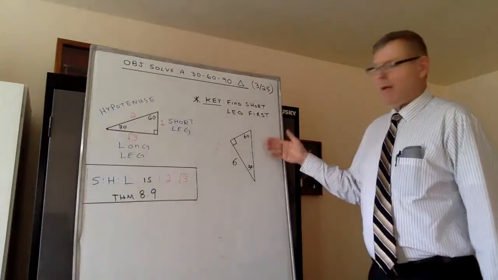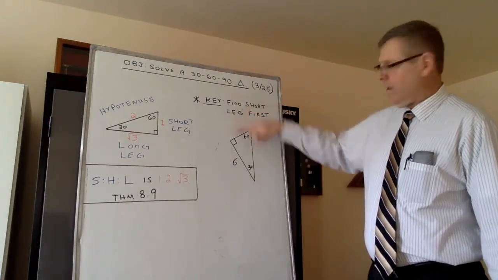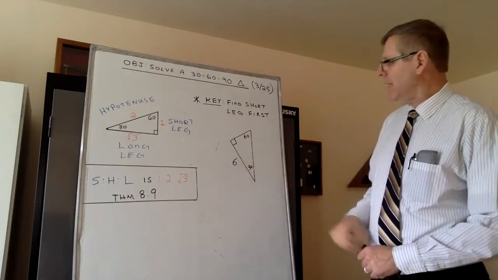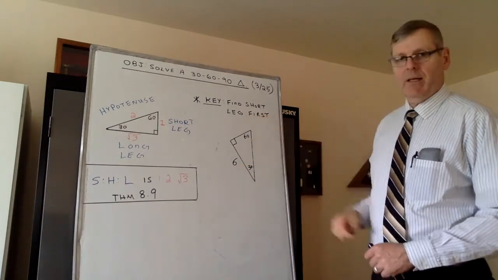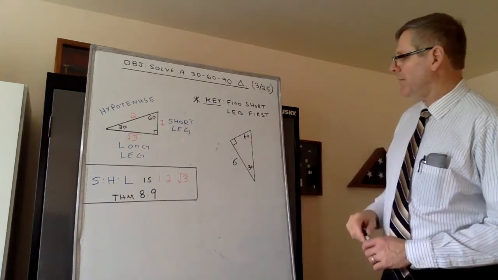In this example, I have a 30, 60, 90-degree triangle, but I do not know the short leg. What I know is the long leg. I know the long leg is 6. Now I have to find the short leg and the hypotenuse. I'm going to follow the guidance of finding the short leg first.